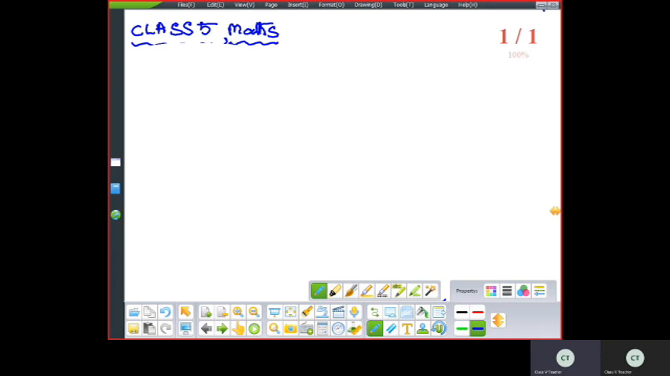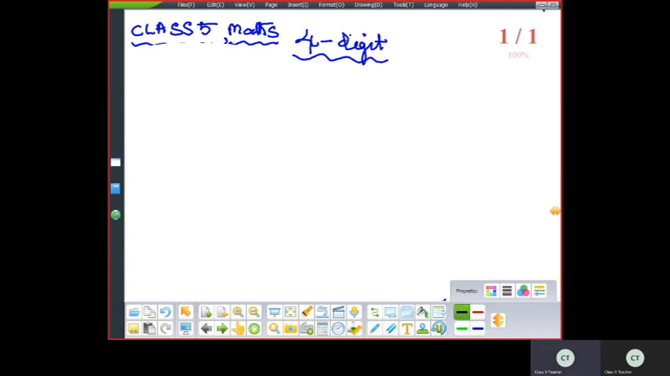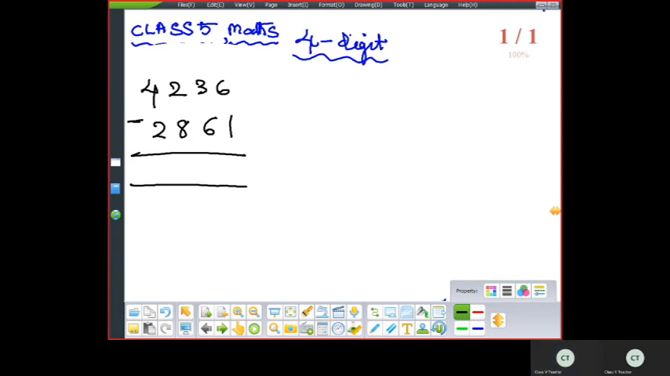Okay, children, now let us do the 4-digit number subtraction. Let me firstly take one number: 4,236 minus 2,861. I have arranged it in 1s, 10s, 100s and 1,000s in proper places. Writing of the numbers is very, very important, children. Now let me do the subtraction.